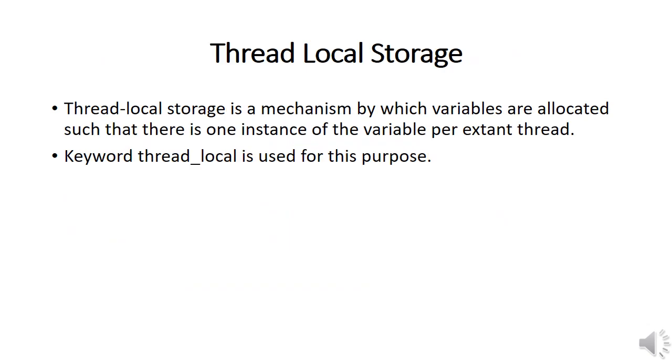The final category of storage class is thread local storage. This is actually not in your syllabus, but you have to understand what it is. A thread local storage is a mechanism by which variables are allocated such that there is one instance of the variable per extant thread. A keyword thread_local is used for this purpose.